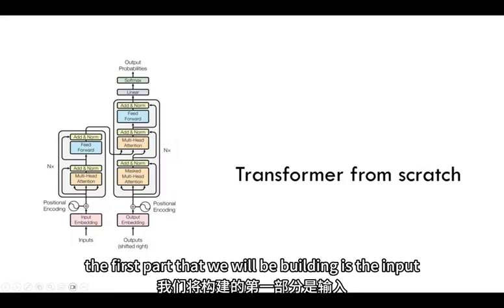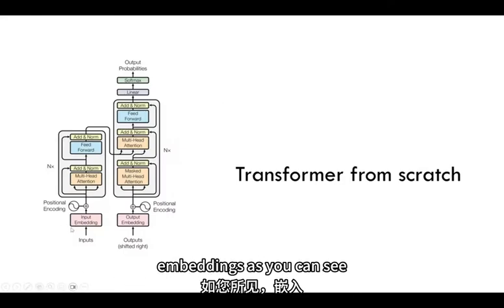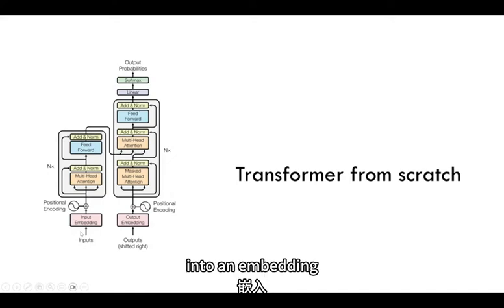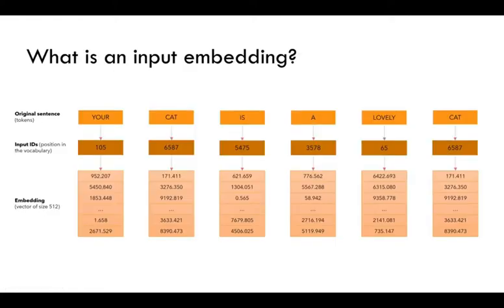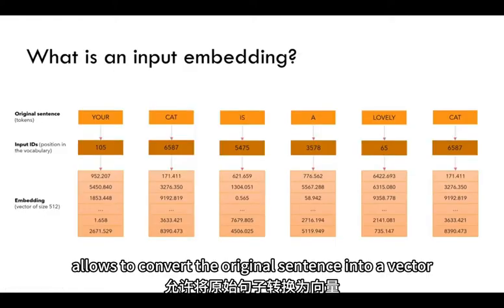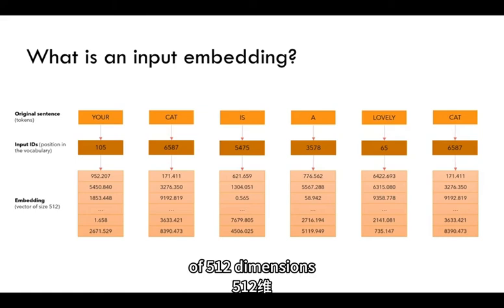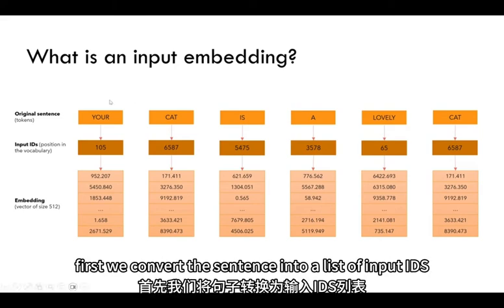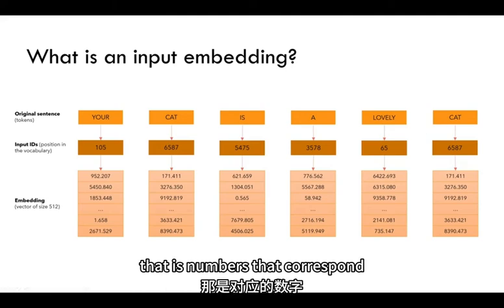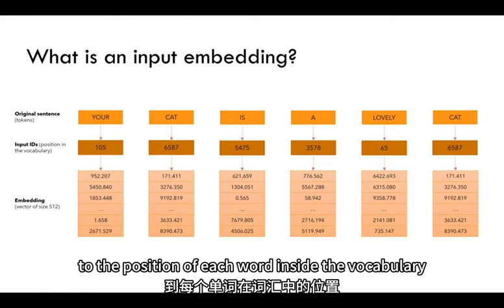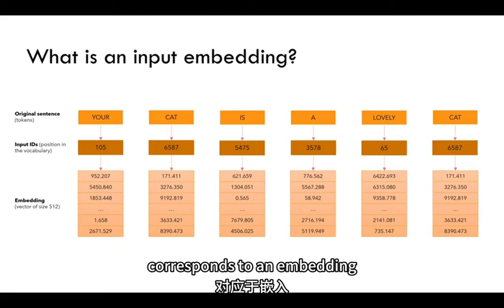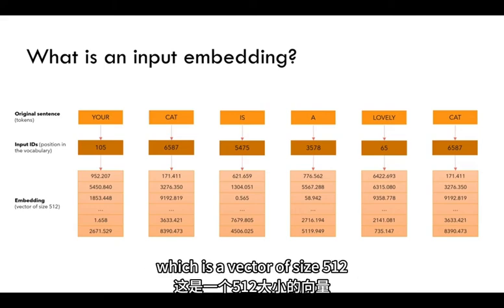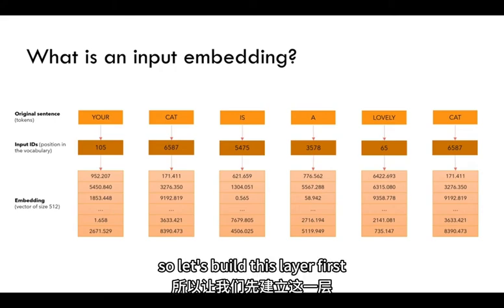The first part that we will be building is the input embeddings. As you can see, the input embeddings take the input and convert it into an embedding. What is the input embedding? As you remember from my previous video, the input embeddings allow us to convert the original sentence into a vector of 512 dimensions. For example, in this sentence, your cat is a lovely cat. First, we convert the sentence into a list of input IDs, that is, numbers that correspond to the position of each word inside the vocabulary. And then each of these numbers corresponds to an embedding, which is a vector of size 512. So let's build this layer first.